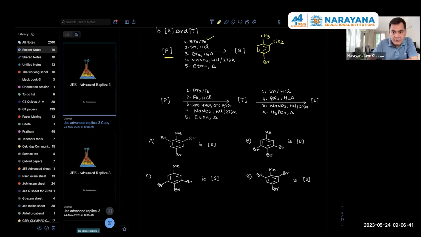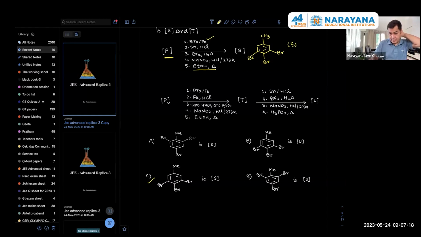So Br goes there. Now Sn/HCl will reduce the nitro into NH2. NH2 bromination is a tribromination, but we have only two positions here, since one ortho is occupied by methyl. Now NaNO2/HCl will give diazonium. NH2 converts into diazonium, and diazonium is reduced to simple H by ethanol heat or H3PO2 heat. So it will be removed from this point and you will get this compound, which is basically S. So answer C is matching.